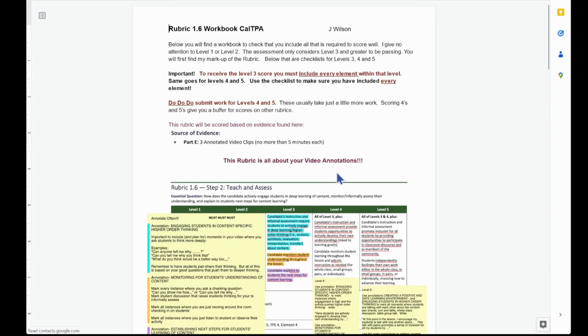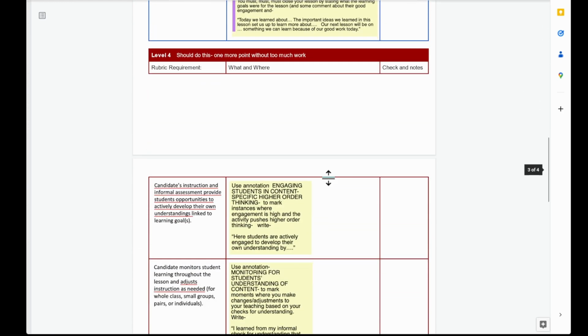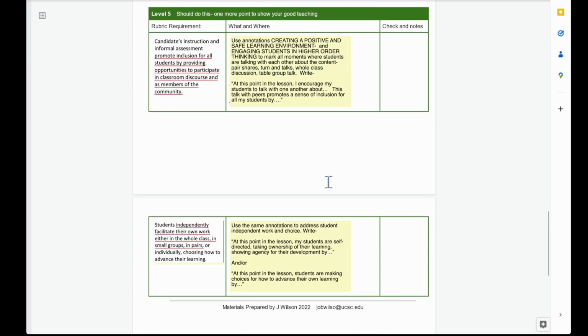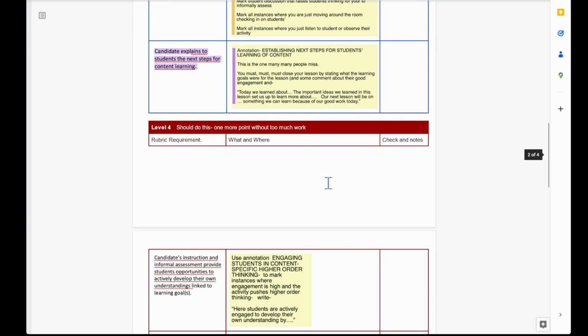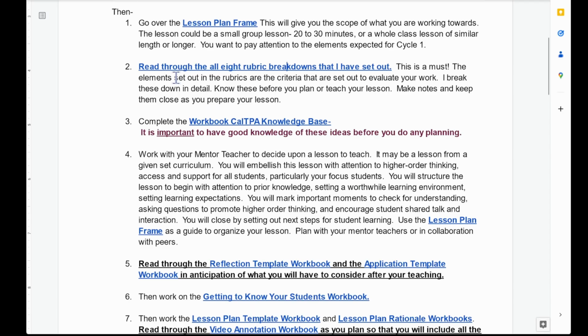You can see that rubric 1.6 is organized similarly. The requirements for level 3, the requirements for level 4, and the requirements for level 5. Remember, do reach for 4s and 5s. They will bolster your scores. So my second suggestion was to read through all the 8 rubric breakdowns that I have set out. Again, the third piece is about work you do before any planning, any teaching. And this one's important too. So this is all front-loading your CalTPA work.